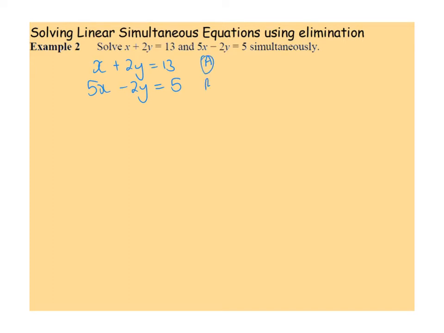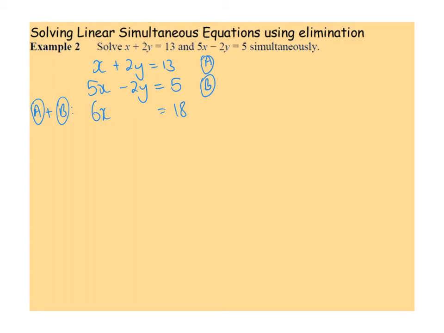So this time I'm noticing that if I add the first equation to the second equation, then I will end up adding 2y and negative 2y. 2y add negative 2y is 0, so that means I will eliminate y. So again, I'm going to eliminate y, and this time to eliminate y, I'm going to work out the equation a add b. So I've got 5x add x. 5x add x is 6x. I've got positive 2y add negative 2y, which is 0. And I've got 13 add 5, which is 18.